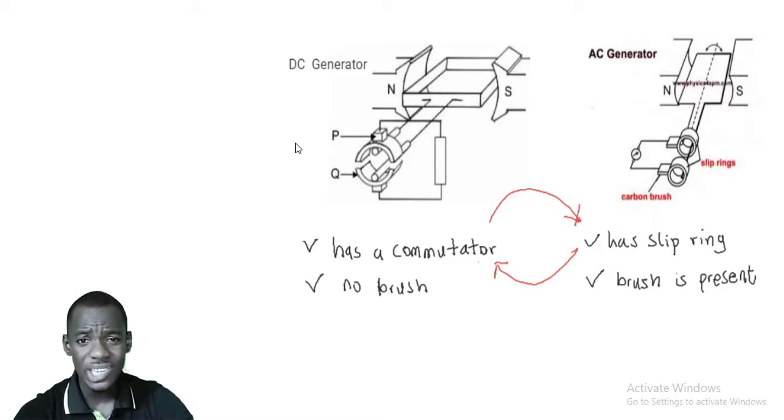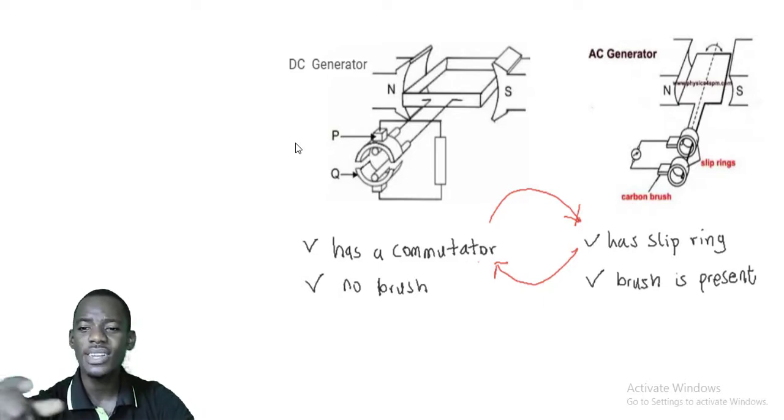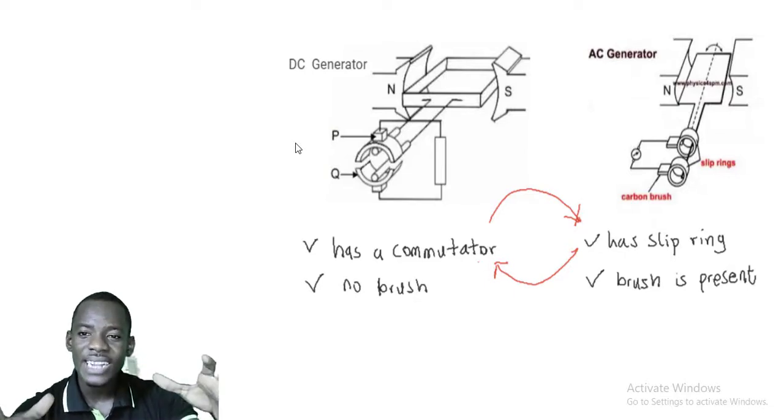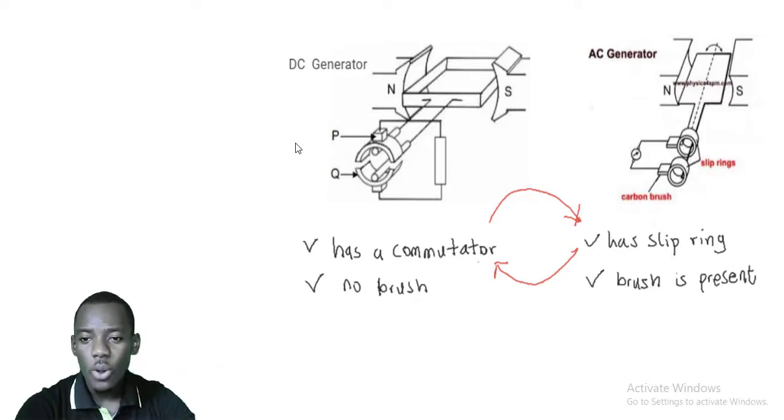How do we change an AC to a DC? It's by changing the slip ring to a commutator. That's removing the slip ring and exchanging it with a commutator. Then that AC generator is now a DC. If you remove the commutator and change it with a slip ring, then the DC generator is now an AC. So it is just an interplay of commutator and slip ring.